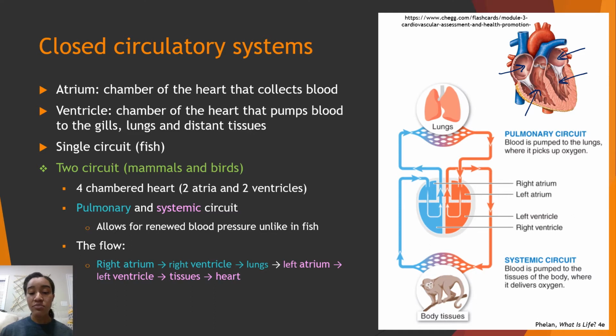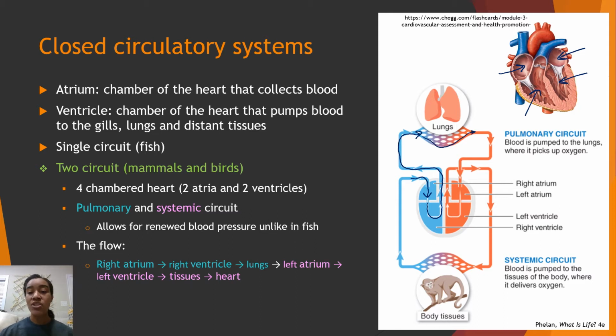And how the flow of blood works in a closed circulatory system when we have mammals and birds is we start with blood entering into the right atrium. And from the right atrium, it flows to the right ventricle and then out to the lungs. And in the lungs is where the deoxygenated blood will become oxygenated, hence the reason why it goes from blue to red in this picture.